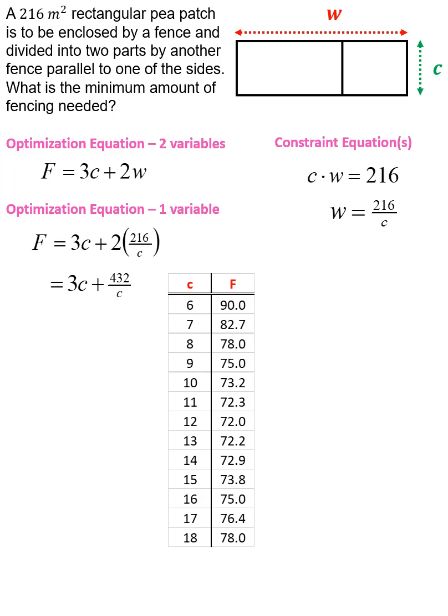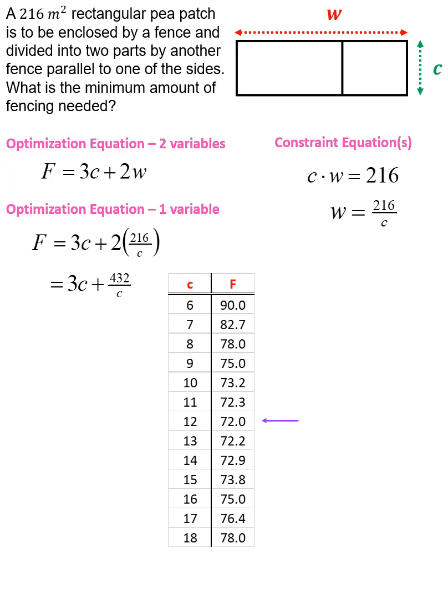What I've done here is I've plugged in many different values for C into this equation. And the second column, or the F column, tells me how much fence I would need to build this entire project for each of those choices of C. And it would appear that 72 meters of fence is the lowest that F can get based on all these particular choices of C.